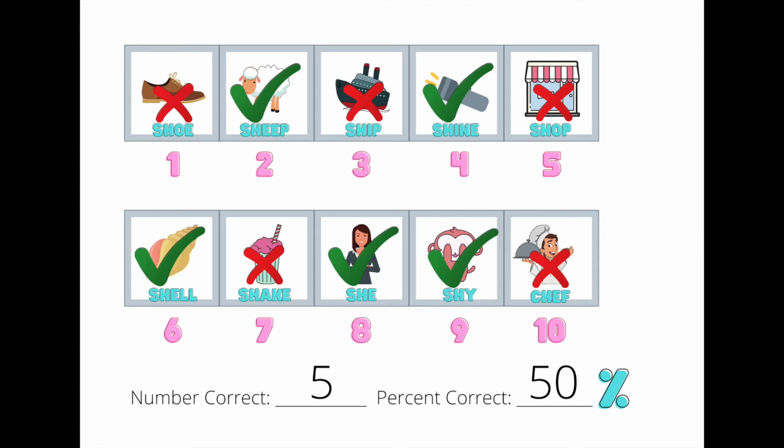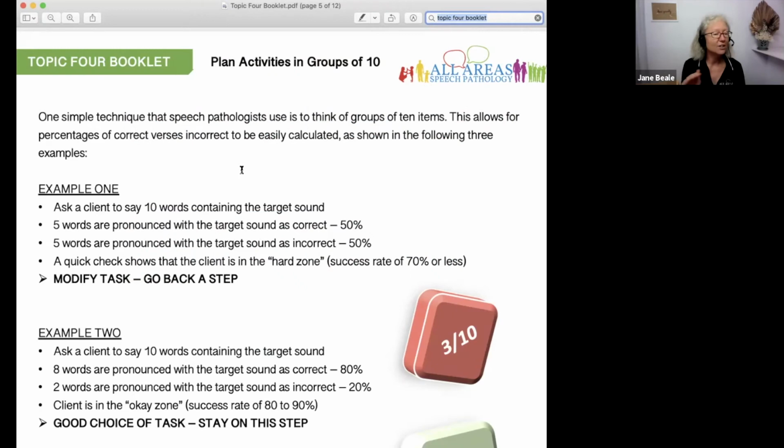We can see that actually only getting 5 out of 10 right means the client's in the hard zone. So we're not going to stay there. We need to make the task different. We need to change it and go back a step.